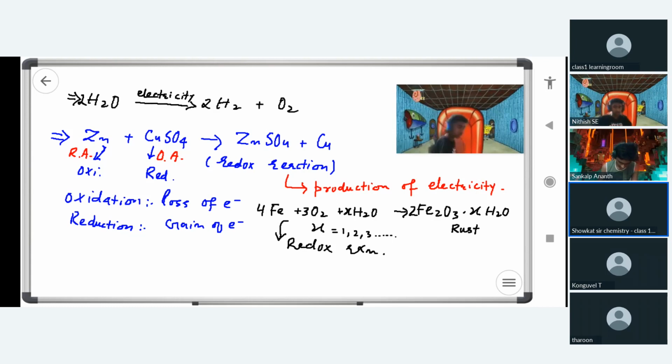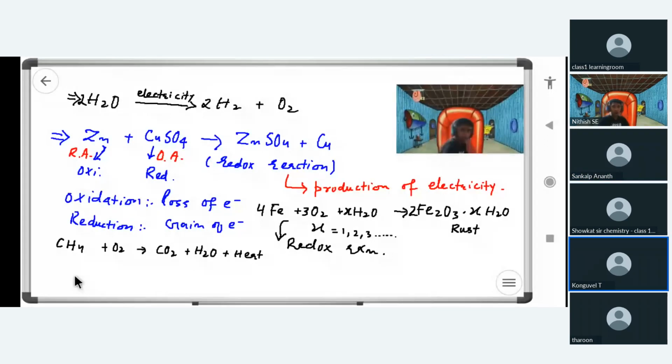For example, if you are just burning methane in the presence of oxygen, do you get electricity here? No, we don't get electricity here. We get only heat energy. So you have to remember that from every redox reaction, you will not get electricity. There should actually be loss and gain of electrons, then there will be production of electricity.